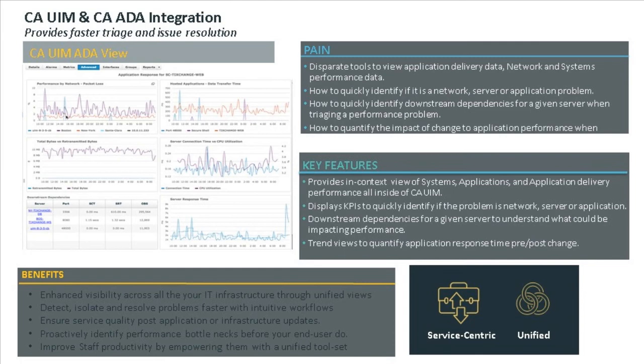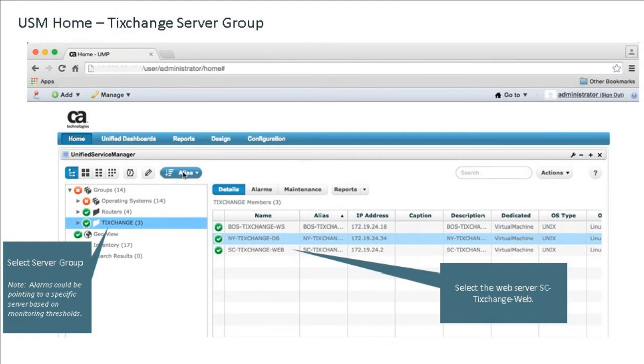So the benefits here are you have enhanced visibility across your infrastructure. You're able to detect, isolate, and resolve problems faster with intuitive workflows. And then you can ensure that you're delivering quality service post a change or post update. Okay, so that's an overview of the pain that we think customers are experiencing, the features we've built, and how they address those pains, and the benefits of this solution. Next, let's walk through a quick use case and demonstrate how someone can use this to identify, isolate, and remediate a performance problem.